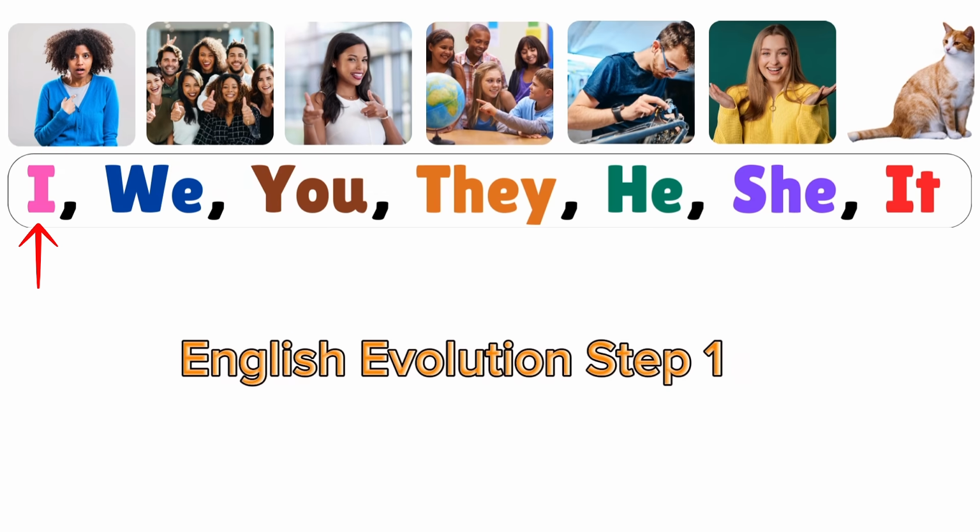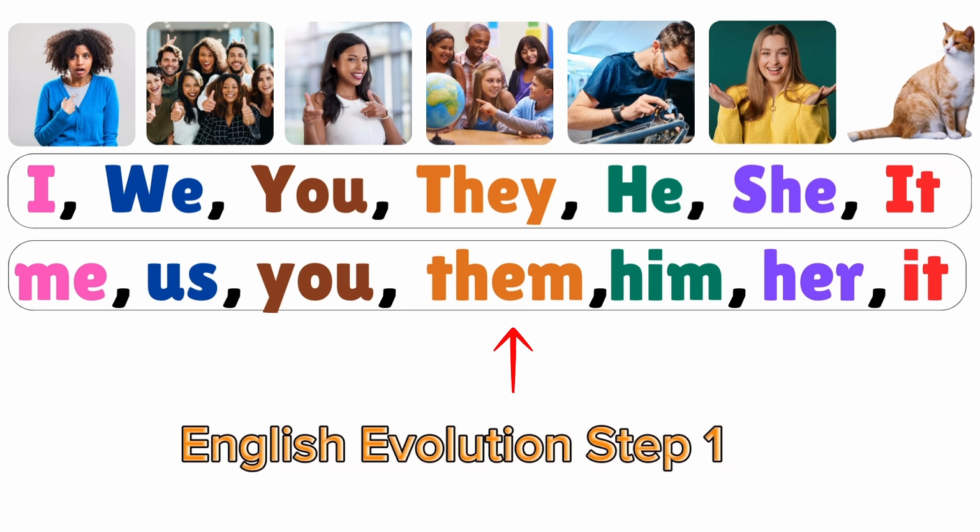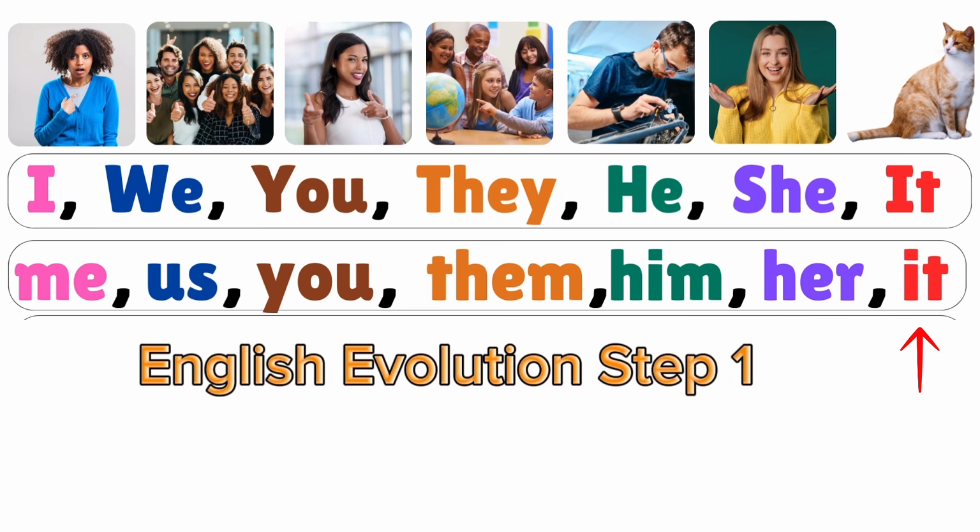Subject pronouns. I, we, you, they, he, she, it. Object pronouns. Me, us, you, them, him, her, it.